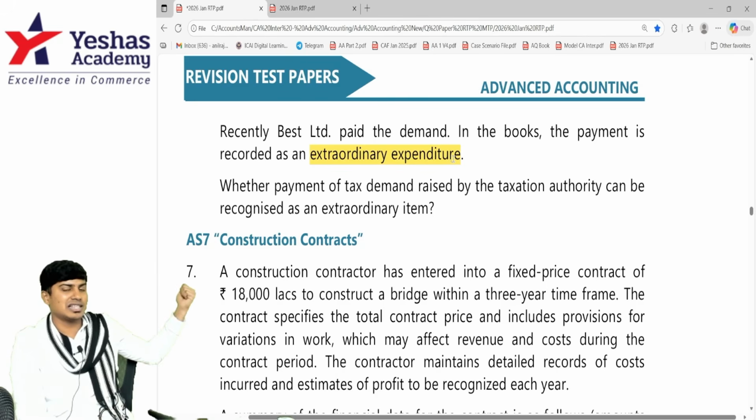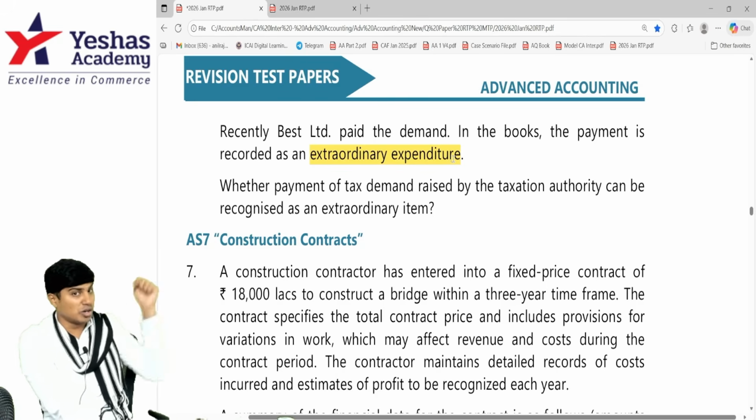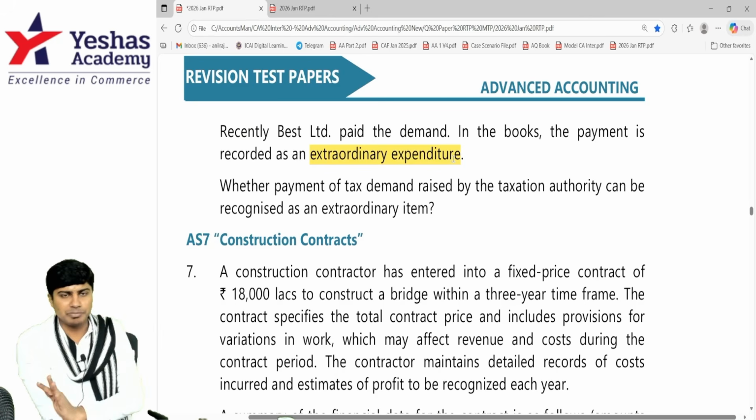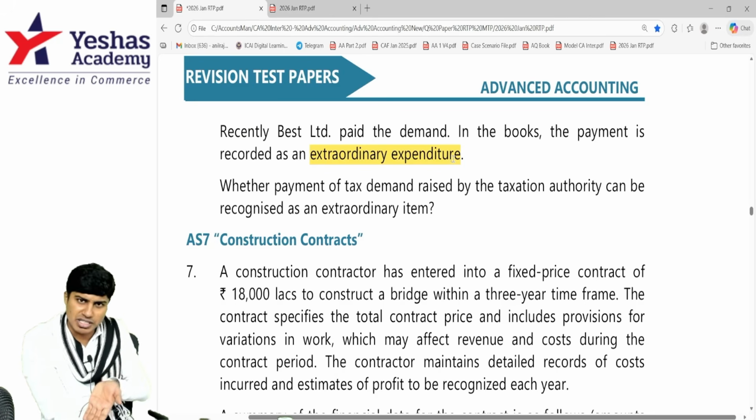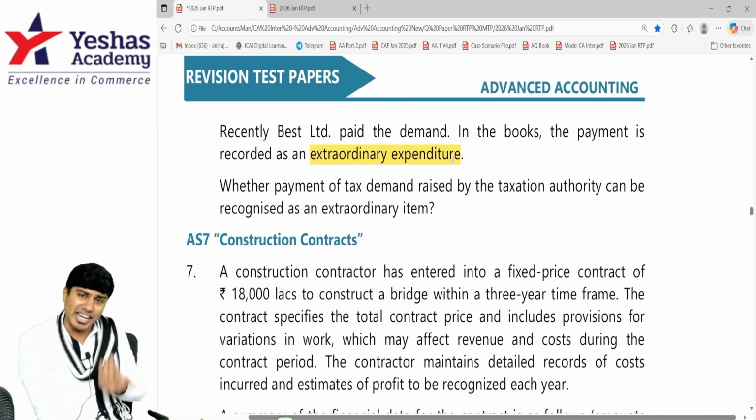Did you intentionally pay less last year? Did they give demand notice last year and you did not book the expense last year and you booked it this year? Then it is prior period. If you receive demand notice this year, if you paid the amount this year, then it is not a prior period item. It is not an extraordinary item. It is not even an exceptional item.